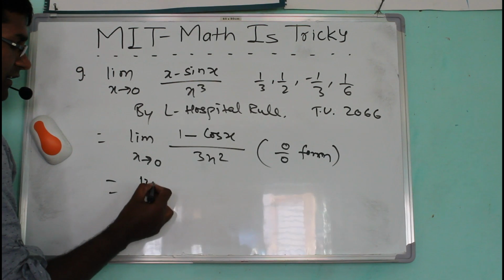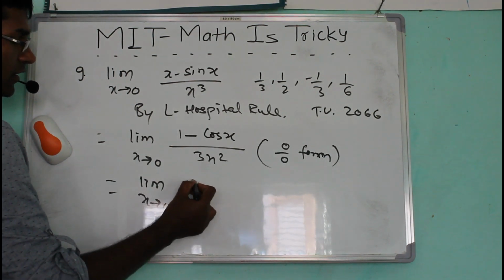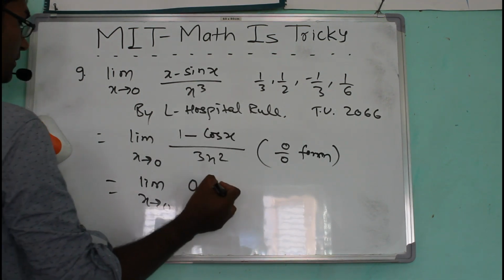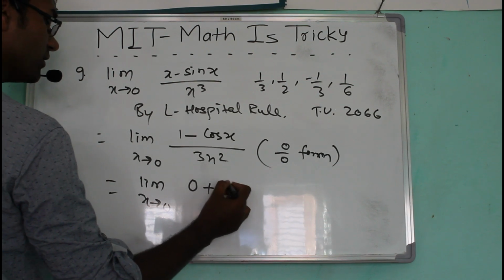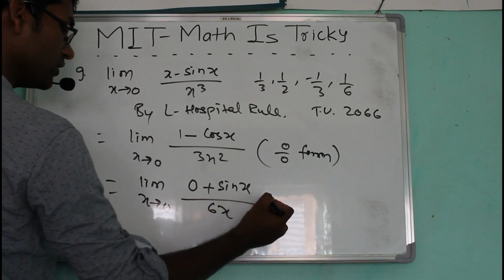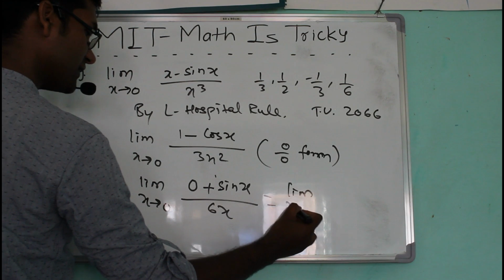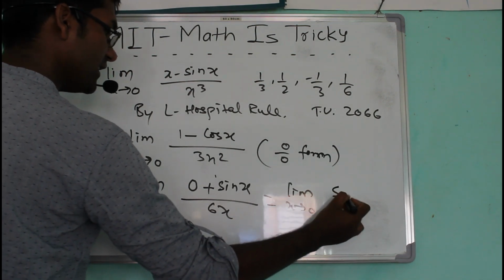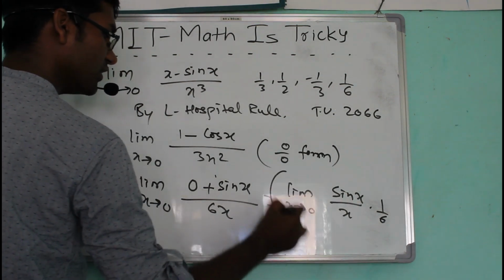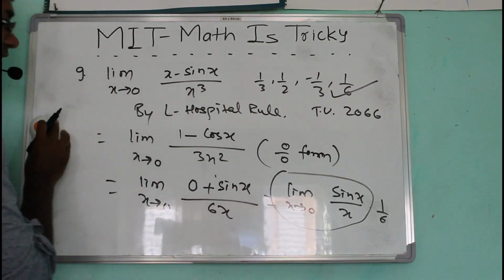So again, limit x tends to 0. The derivative of 1 is 0, minus cos x, the derivative of cos x is minus sin x, so it will be sin x by 6x. So simply we can write limit x tends to 0 of sin x by x, times 1 by 6. This gives 1, so our answer will be 1 by 6. That is our correct answer.